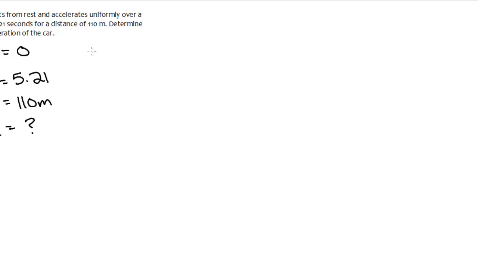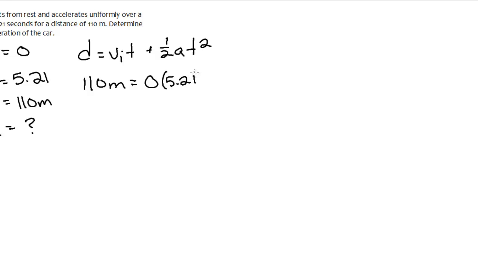So which equation fits the mold here? That's our D equals VIT plus 1/2 AT squared. So we have a distance of 110 meters. We have an initial velocity of 0, time of 5.21, plus 1/2 A, that's our unknown, and then T squared, 5.21 squared.